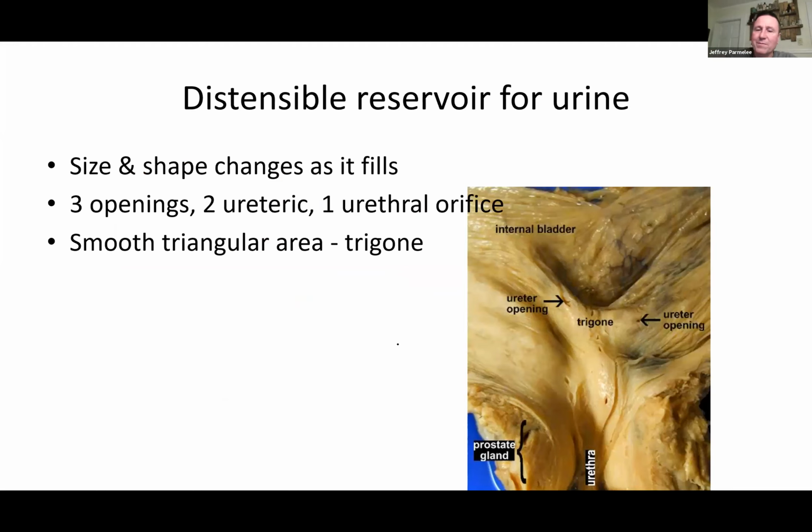Yeah, here's a real life view. It's always not as pretty as the picture, but there's that trigone. When you look inside a bladder, all of it's kind of gross looking. And then the trigone is kind of smooth and solid. And you have, again, three openings here, the ureteric orifices from the ureters, then the urethral orifice, call it the internal urethral orifice, is the opening from the bladder on its way to the urethra.